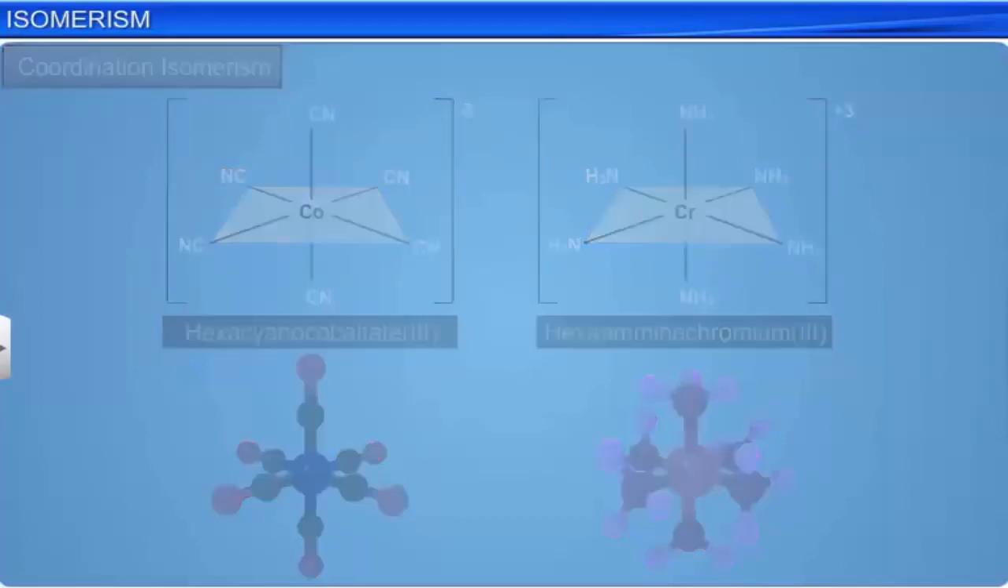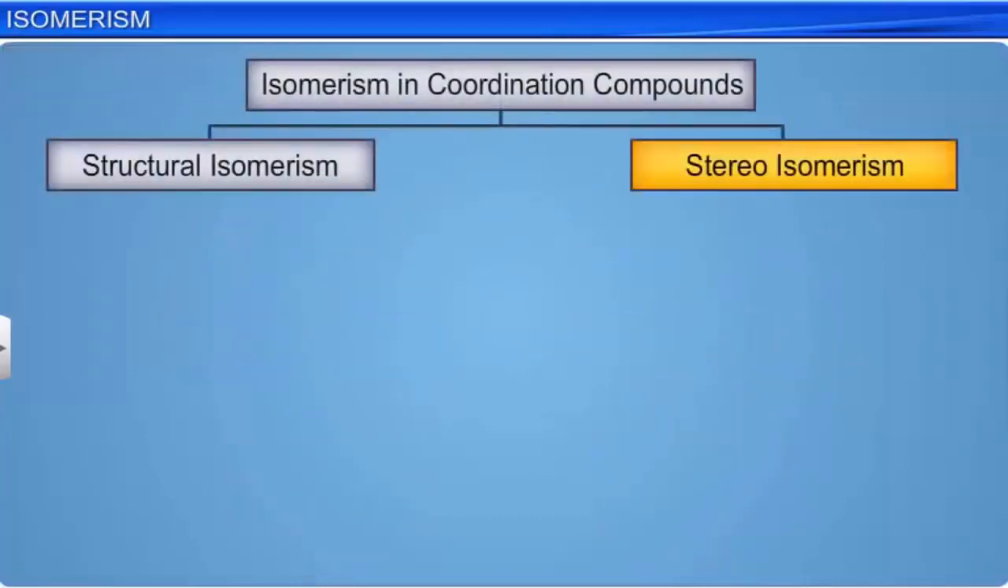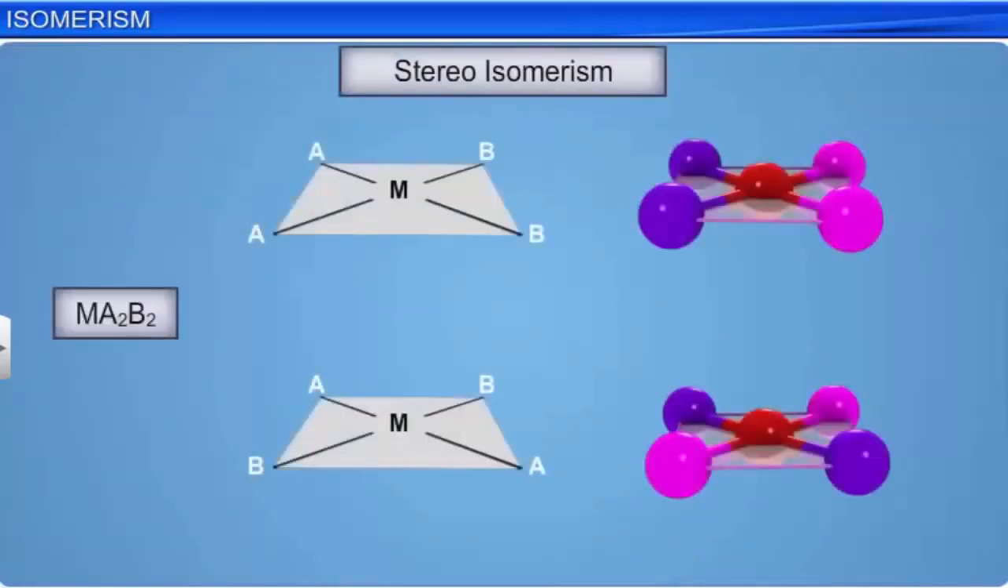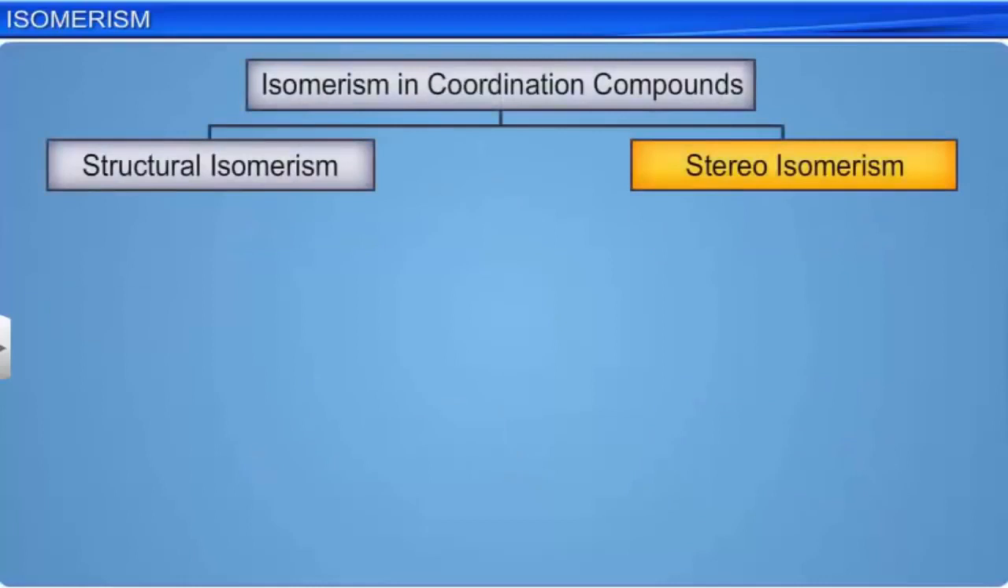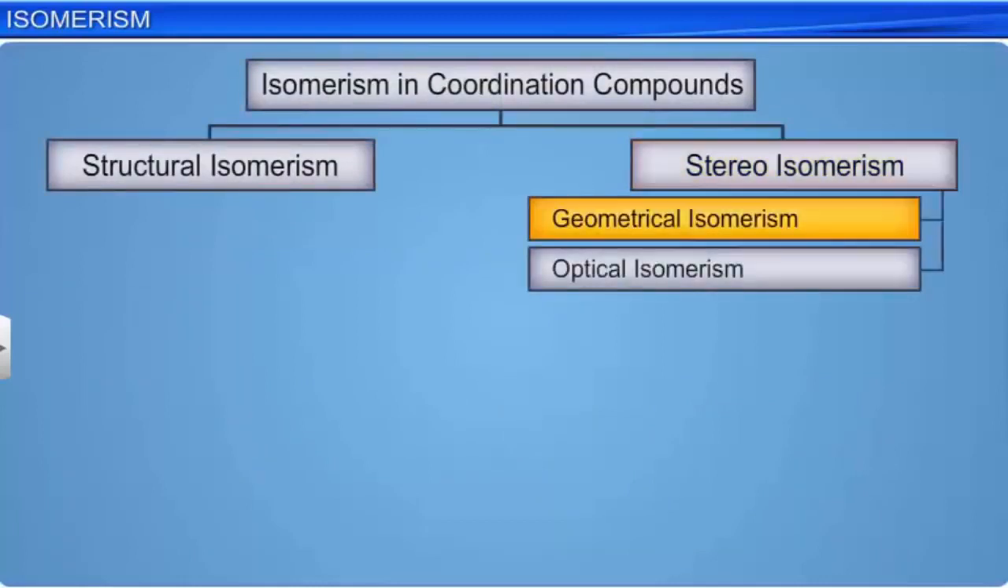Compounds with the same chemical formula and chemical bonds, but different arrangement of atoms or groups in space, are called stereoisomers. Stereoisomerism can be subdivided into geometrical isomerism and optical isomerism. Geometrical isomerism is also known as cis-trans isomerism.